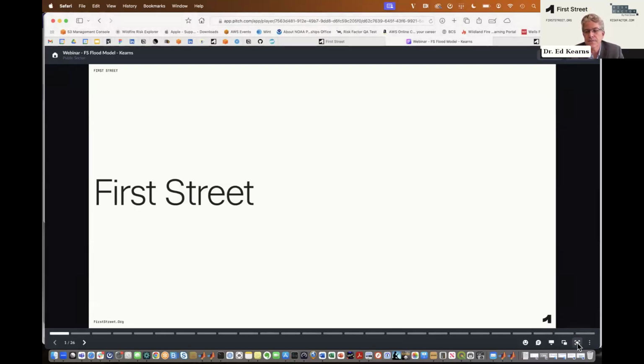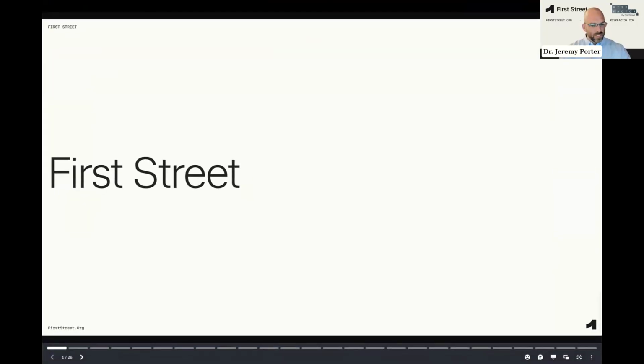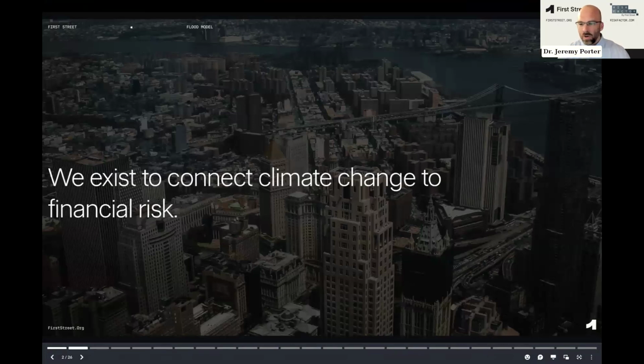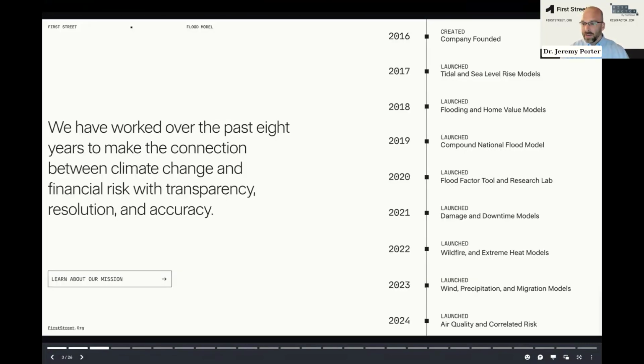Okay. All right. So we'll go to the next slide. Our mission here at First Street is to connect climate change to financial risk. If we'll go to the next slide, Ed, we actually started back in 2016, founding the company, First Street Foundation, and over that time, we've been building out our models so that now we have a flood model, a wildfire model, a wind model, a heat model, and an air quality model. All of those different models are really focused around exposure to different climate hazards.